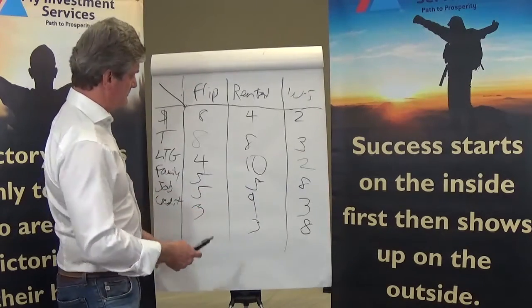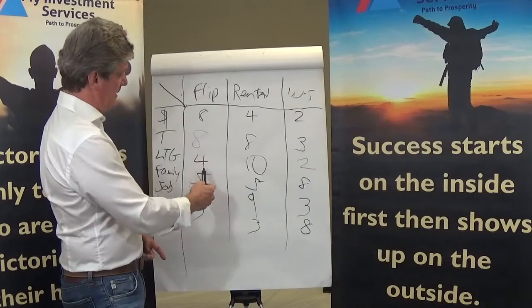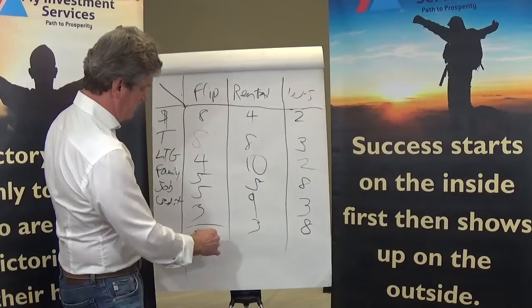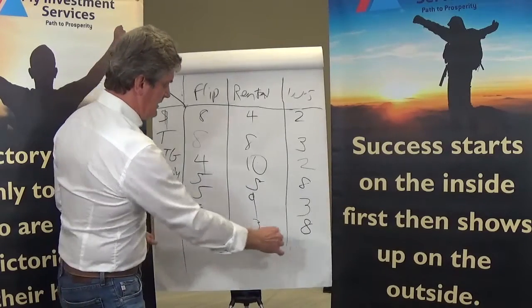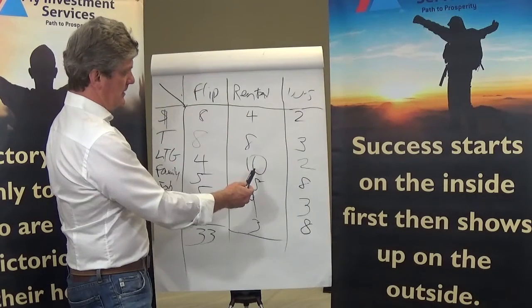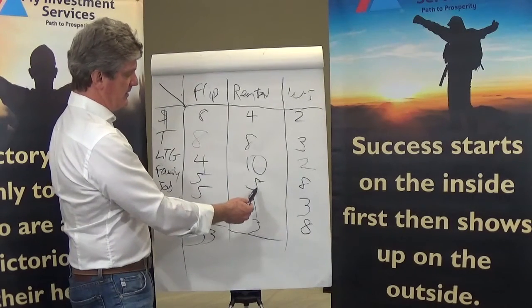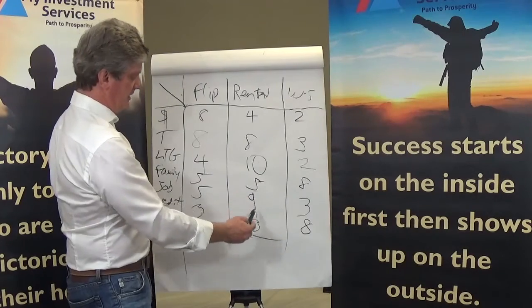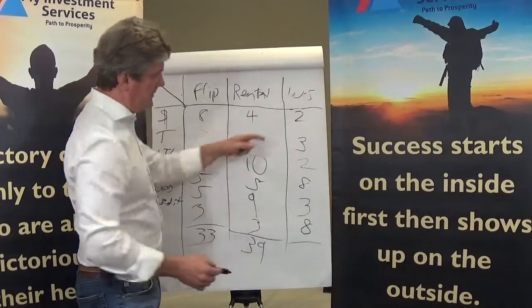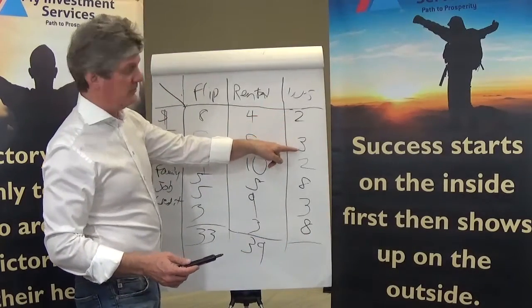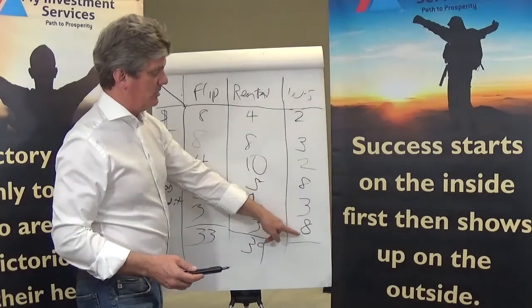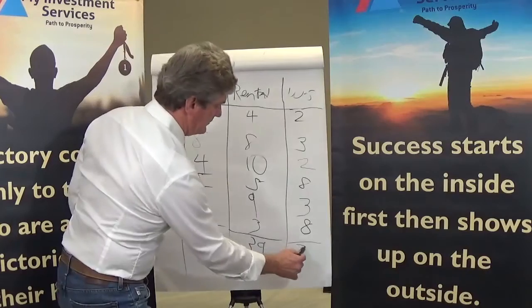So let's add these up here. We got 8 and 8 is 16, 4 is 20, 5 and 5 is 30, that's 33. Okay, let's go to the rental column. 4 and 8, that's 12, that's 22, that's 27, that's 36, and that's 39. Okay, and over here on the wholesaling side, we got 2 and 3 is 5, plus 2 is 7, plus 8 is 15, plus 3 is 18, plus 8 is 26, okay?